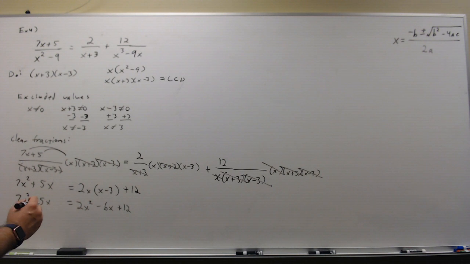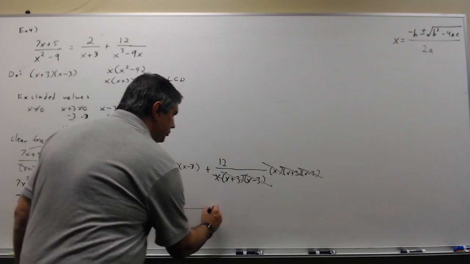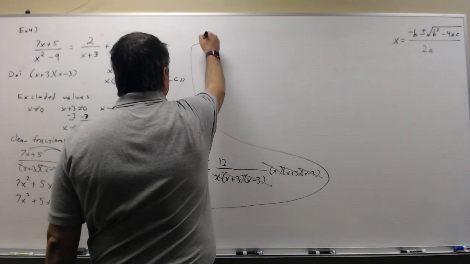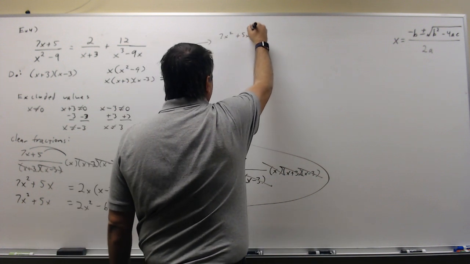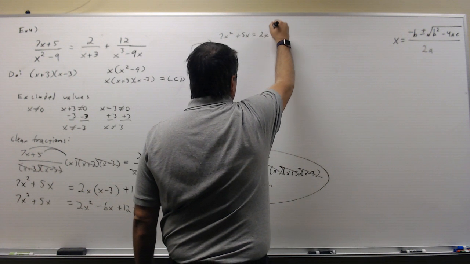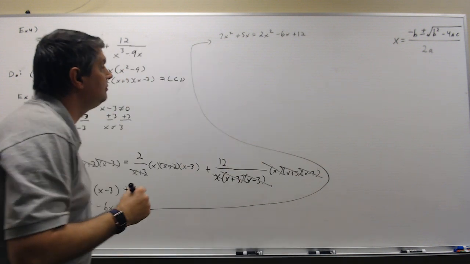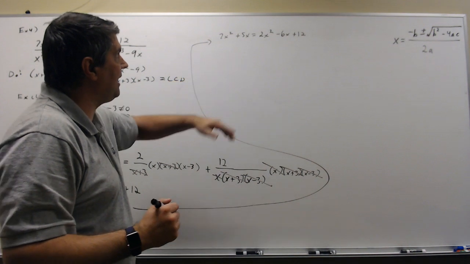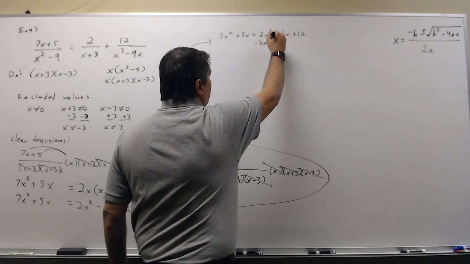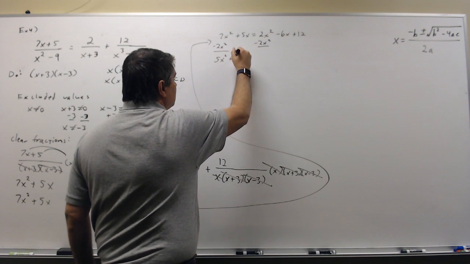All right? So I'm going to move this up here. 7x squared plus 5x equals 2x squared minus 6x plus 12. I need to bring all the quadratic terms to one side. So I will do that first. And I end up with 5x squared plus 5x.